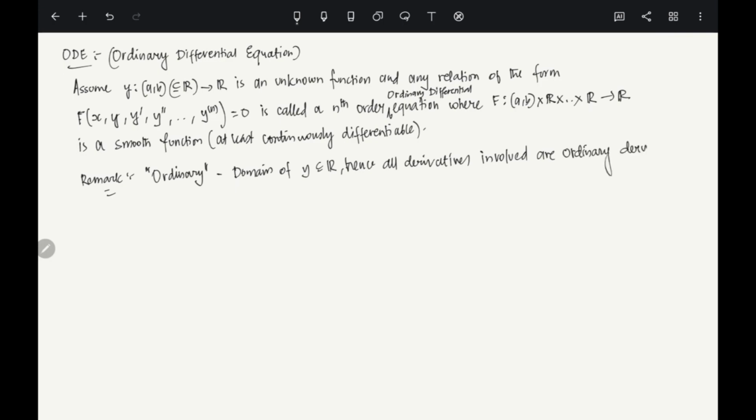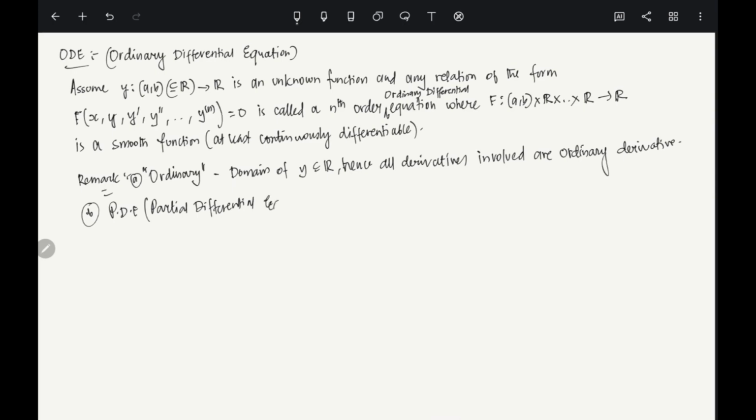So if you have a function which is from R2 to R, then you have partial derivatives, and in that case we call it a partial differential equation. What is PDE? PDE is partial differential equation. And what is a partial differential equation? It is essentially a differential equation of the same sort of form, but here the unknown function will be from R2 or Rn to R.